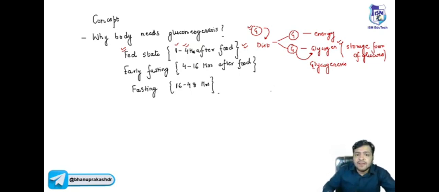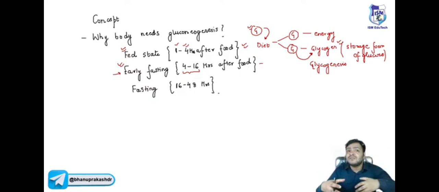Now 4 to 16 hours is called early fasting. You are not having food after 4 hours, right? So 4 to 16 hours after food is called the early fasting. And what will happen when you are not taking any glucose from the diet? You are not having any diet right now, 4 to 16 hours. What will happen?